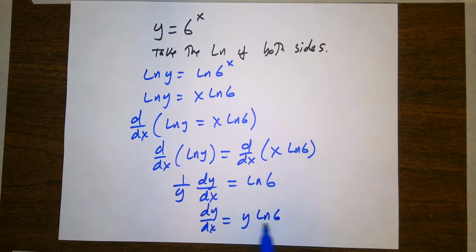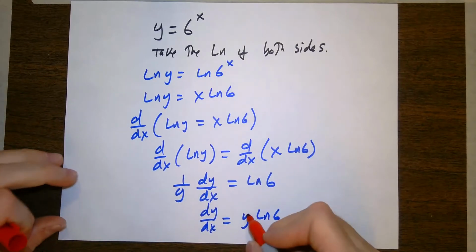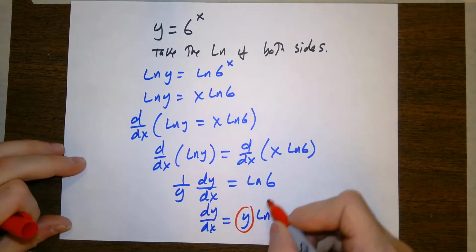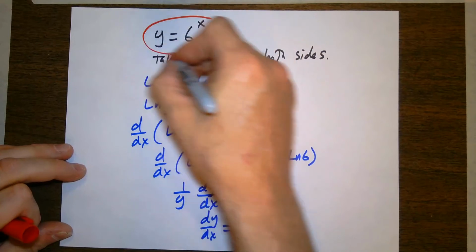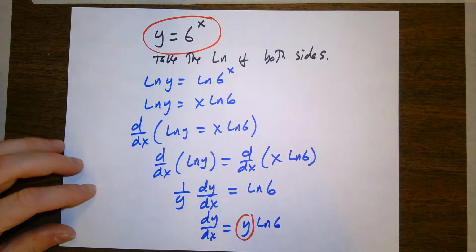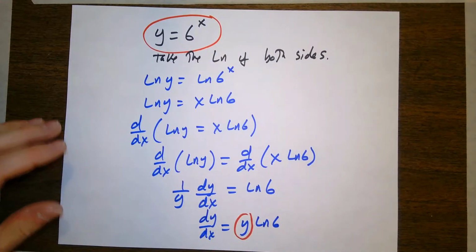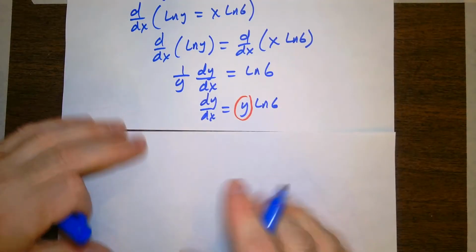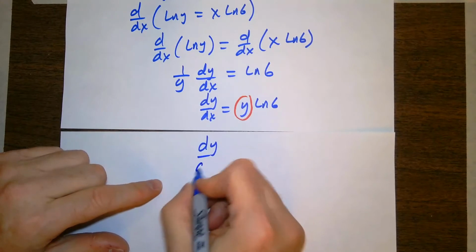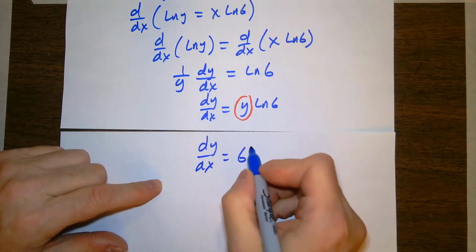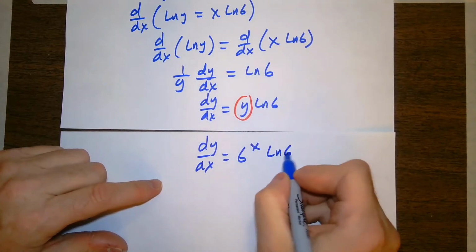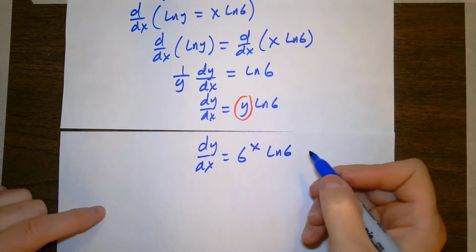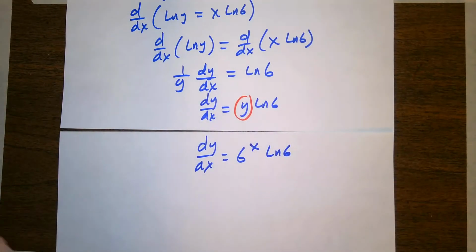And again, remember, the natural log of 6 is just some sort of number. I don't like having that y there. How can I get rid of this y? Well, remember, y is 6 to the x. So doing substitution here, I get that the derivative is 6 to the x times the natural log of 6. There it is. And I think we could have already done that one a little bit faster in the beginning.